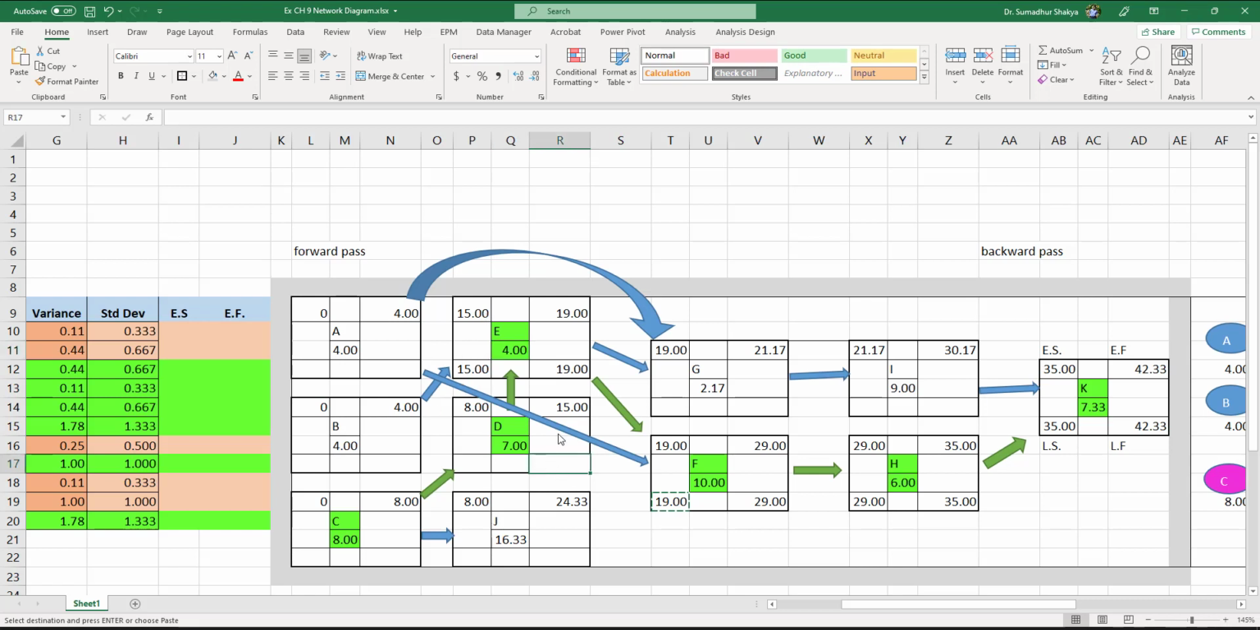The late start time of E is going to be the late finish time for D. If the latest I have to finish D is by the 15th week, then the latest I have to start D is by the 8th week, which is 15 minus 7 here. Now, if the latest I have to start activity D is by 8 weeks, then I need to start activity C by the 8th week. And if C itself is going to take 0, then 8 weeks, then I better start at 0.